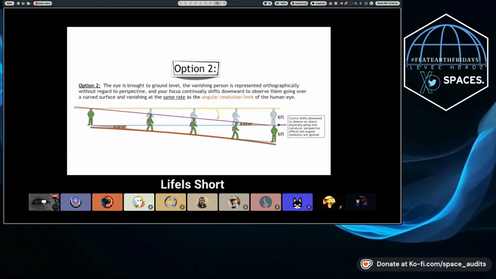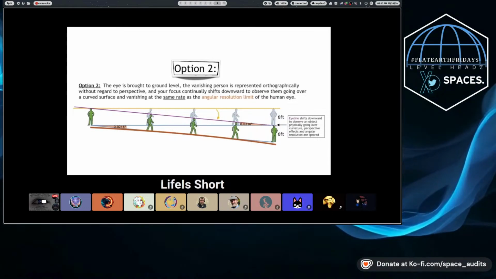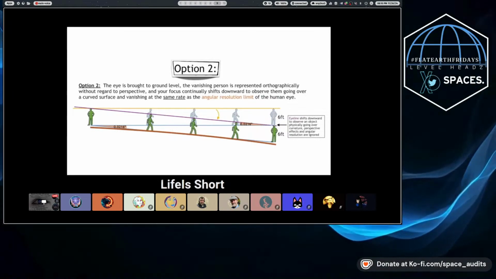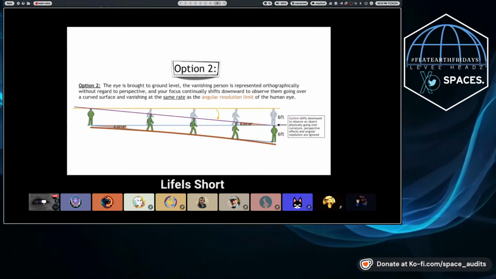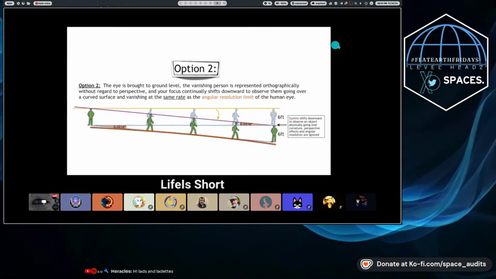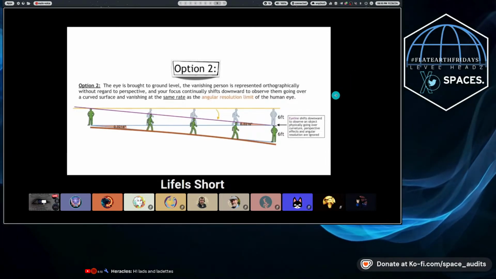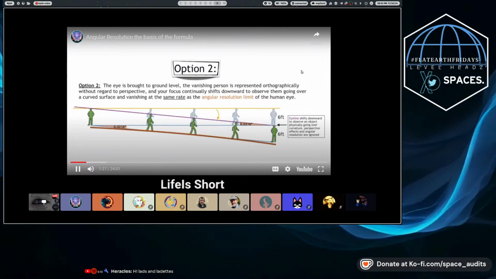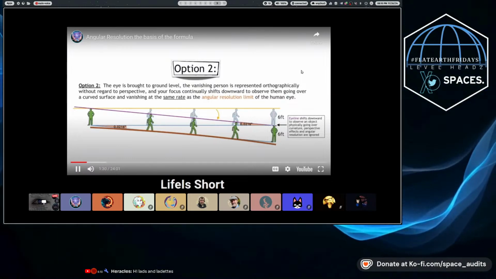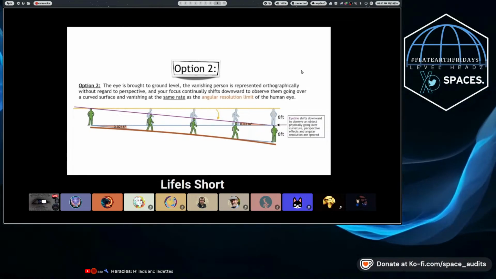So option 2 was that the eye is brought to ground level. The vanishing person is represented orthographically without regard to perspective, and your focus continually shifts downward to observe them going over a curved surface and vanishing at the same rate. It just so happens to be the angular resolution limit of the human eye, and we will show that momentarily. So again, within this diagram, our eye line shifts downward. It must shift downward to observe an object physically going over curvature. Perspective effects and angular resolution are ignored.